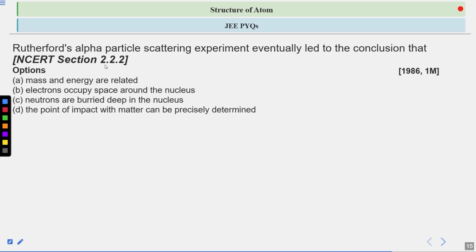The next question: Rutherford's alpha particle scattering experiment eventually led to the conclusion that option A, mass and energy are related. Option B, electrons occupy space around the nucleus. Option C, neutrons are buried deep in the nucleus. Option D, the point of impact with the matter can be precisely determined. So this was asked in 1986 for 1 mark. You have 10 seconds to solve this question. Your time starts now.